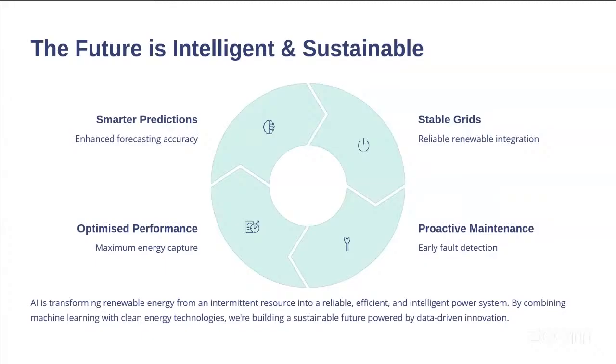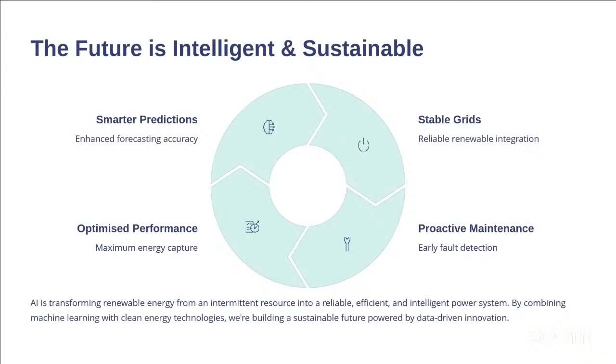So the future is intelligent and sustainable. Why? Because of smarter predictions, stable grids, proactive maintenance, and optimized performance. Smarter predictions means enhanced forecasting accuracy. Forecasting is very important: based on present data, we can forecast future conditions. By using AI and ML, we can make the grid stable, so that the grid supply will be stable. And proactive maintenance.